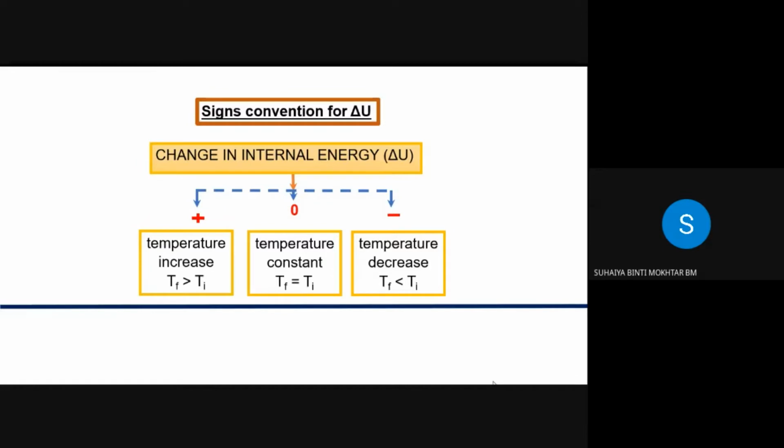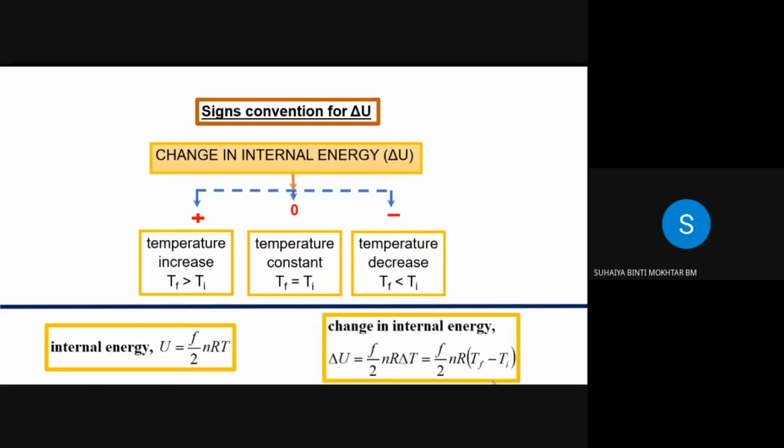For delta U we use the equation f over 2 nRT. Here f is the degree of freedom. For a monoatomic gas, f equals 3, right? R here is the gas constant, and T is the temperature. So the change in internal energy delta U equals f over 2 n R delta T. Delta T is T final minus T initial.